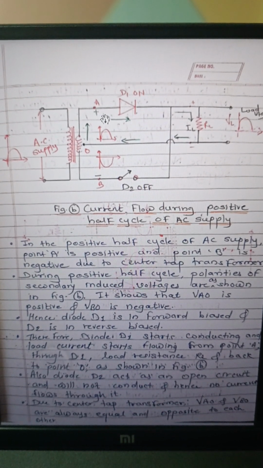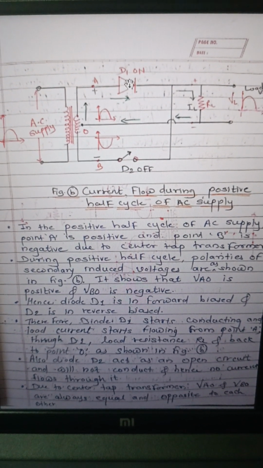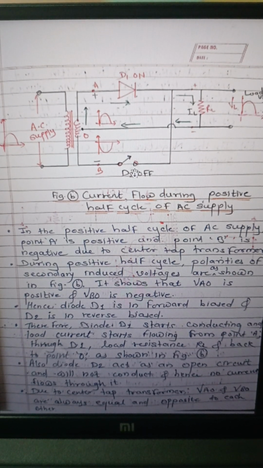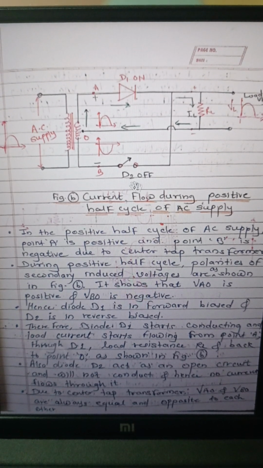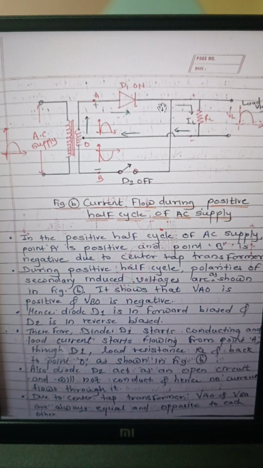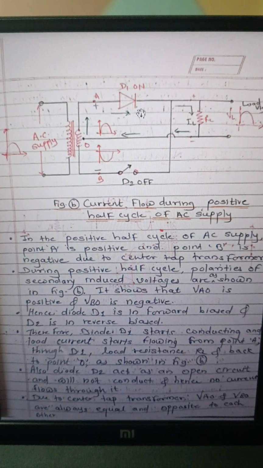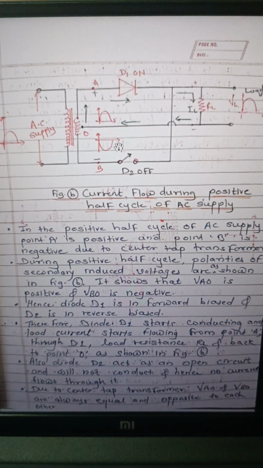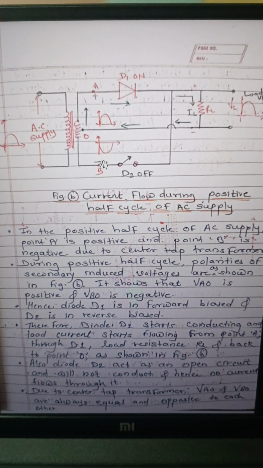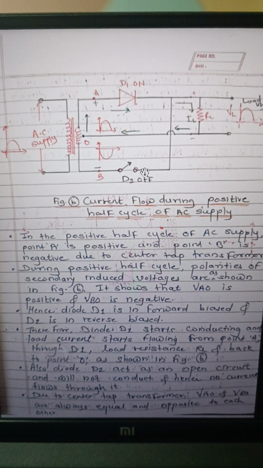So as point A is positive, means diode D1 starts conducting, okay, and as VBO is negative, means diode D2 is in reverse bias, as D1 is in forward bias mode. So D1 is in forward bias, means current flows through diode D1, but D2 is reverse biased, means it stops conducting, no current flows through diode D2, it acts as an open switch.